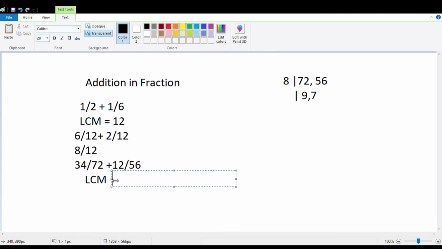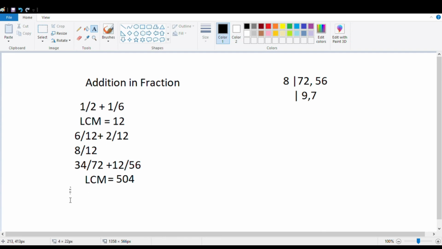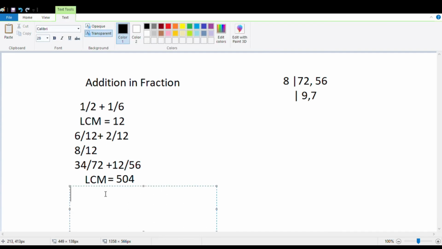So LCM equals 504. Okay, so LCM equals 504, right?